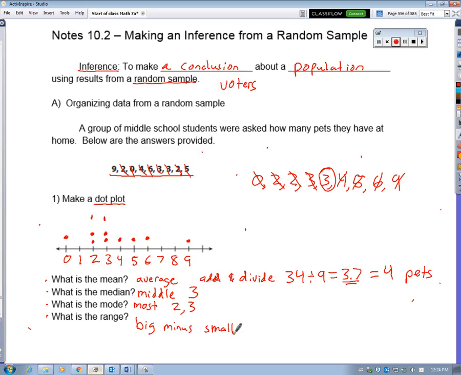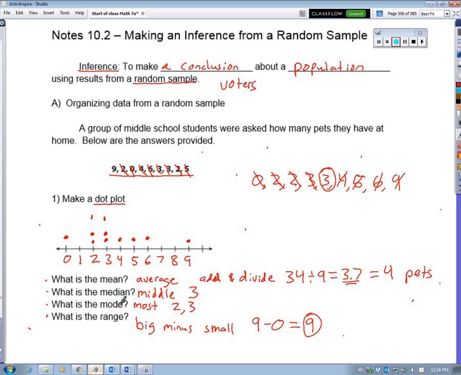Okay, so my big minus small would be, my biggest number is 9 minus my smallest number 0. So that gives me 9 as my range. Alright, I went through these ones kind of quickly because this is more of a review. I know you guys have done these before, so we're just going to kind of touch on those a little bit as we move along.